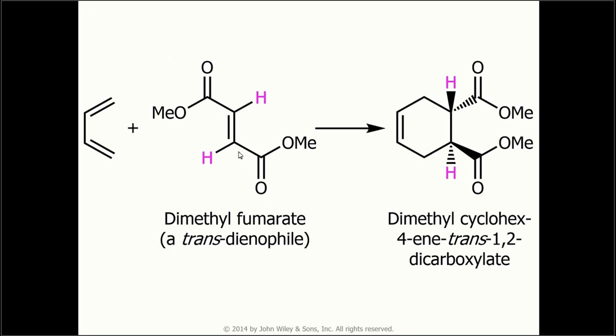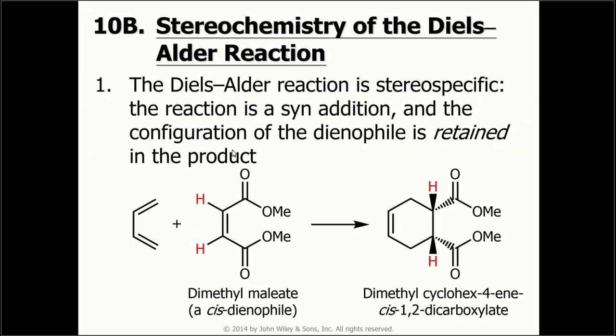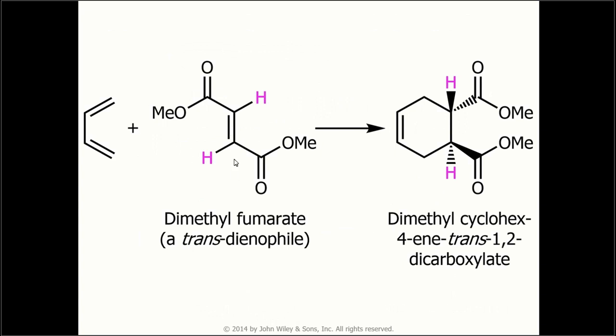So here we have a trans dienophile. I believe I said diene back here, I meant dienophile. If we have a trans dienophile, then our adduct, after reaction with the diene, is going to be a trans adduct. Now, in this case, this molecule is chiral, so we would expect a racemic mixture. Only one molecule is shown here, but it's implied that it's a racemic mixture. So do keep that in mind. We always do form pairs of enantiomers.